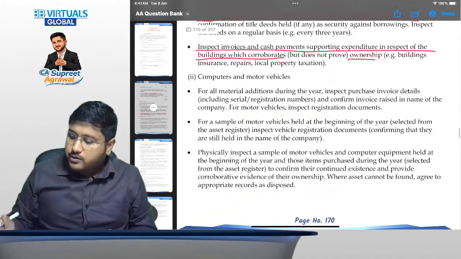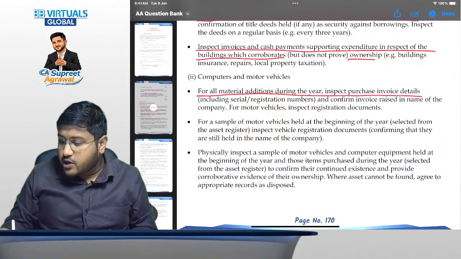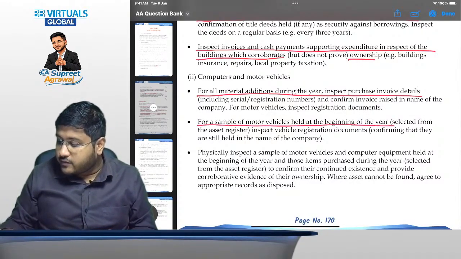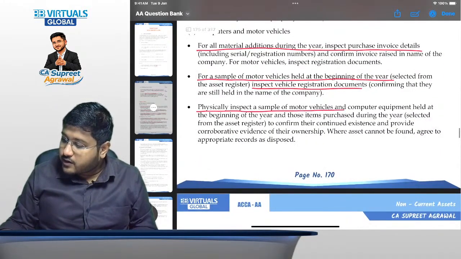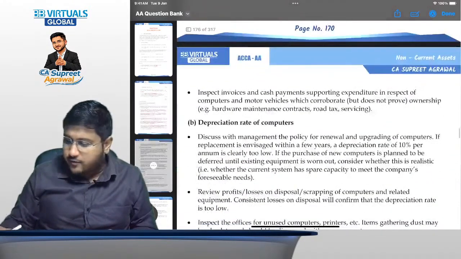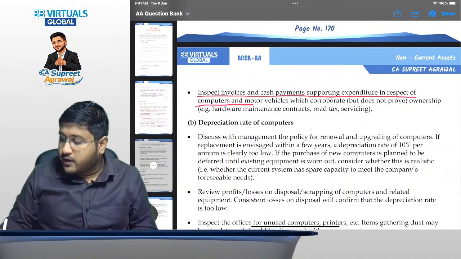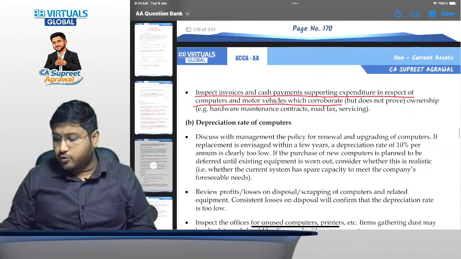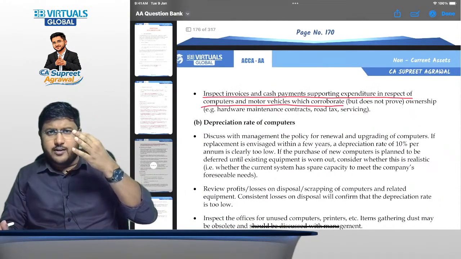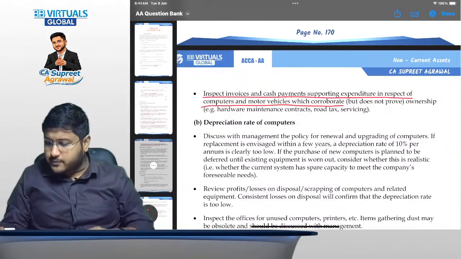Then computers and motor vehicles: for all material additions during the year, inspect purchase invoices, like we have discussed. For a sample of motor vehicles held at the beginning of the year, inspect vehicle registration documents, and physically inspect a sample of motor vehicles and computer equipment held at the beginning of the year and those items purchased during the year. Inspect invoices and cash payments supporting expenditure in respect of computers. It provides corroborative evidence but not complete or conclusive evidence. See, evidences are of four types: persuasive, conclusive, corroborative, and contradictory.